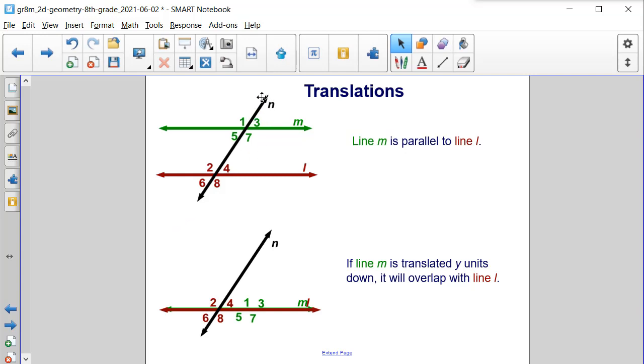Now let's look at how translations can be used to name congruent angles. First, we have line M, and it's parallel to line L. If we were to translate line M y units down, it will overlap with line L eventually, just like it shows down here.